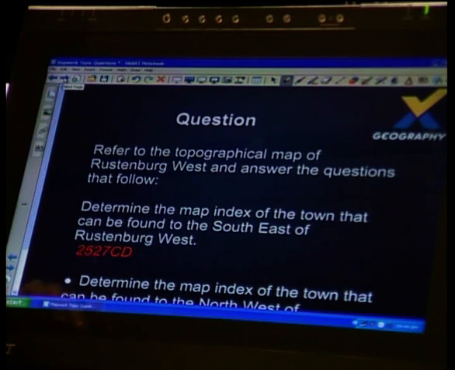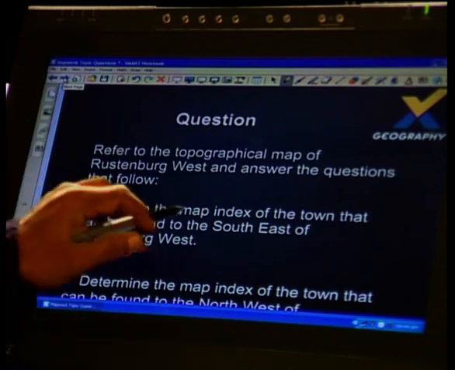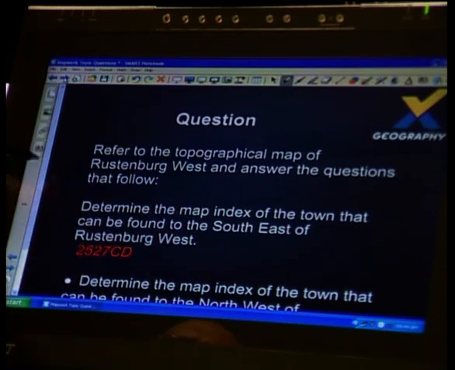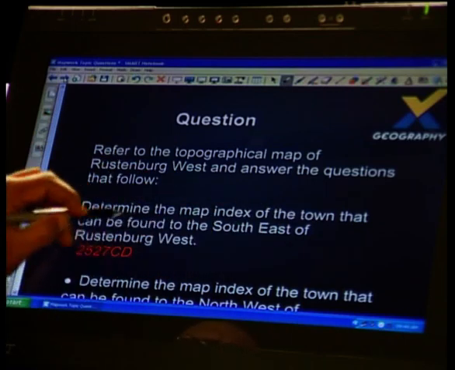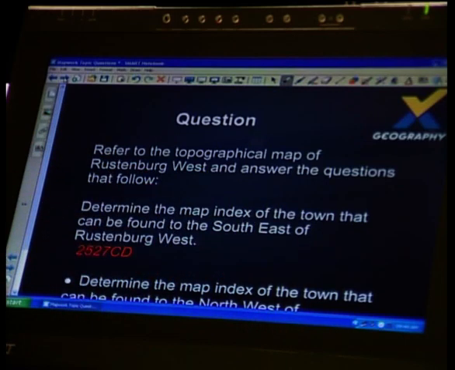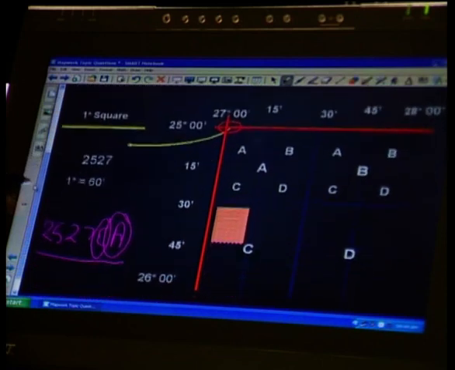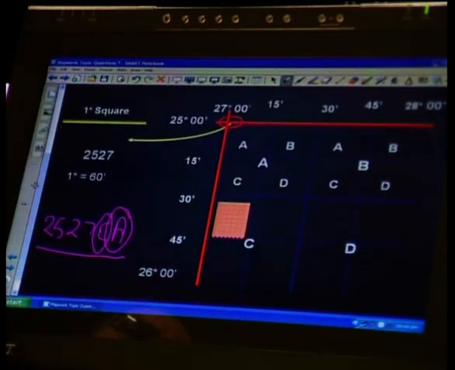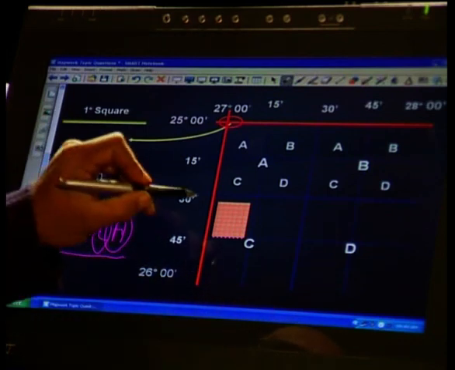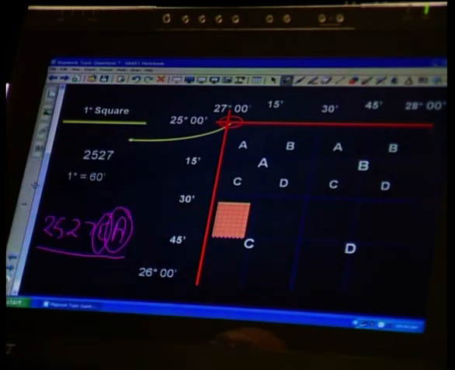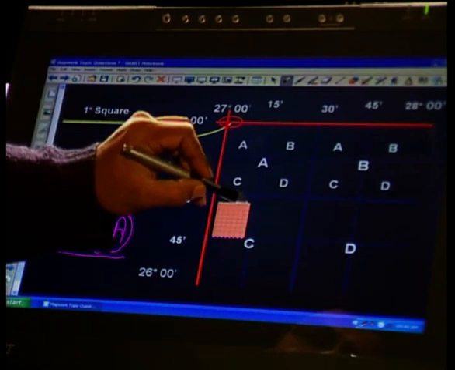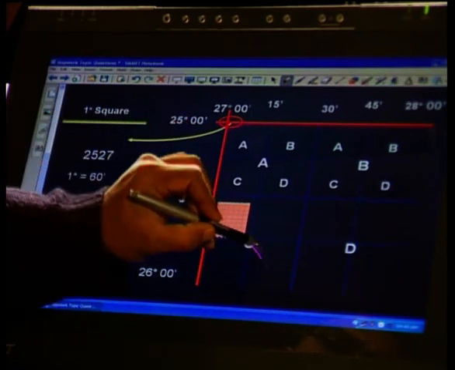So let's look at a question. It says, determine the map index of the town that can be found to the southeast of Rustenburg West. Okay, southeast. I'm going to go back to my last slide. Let's look at where southeast itself is. And if I look at this point, this is southeast.